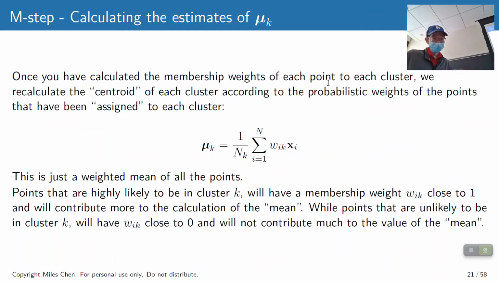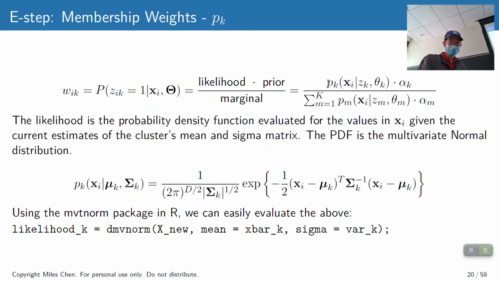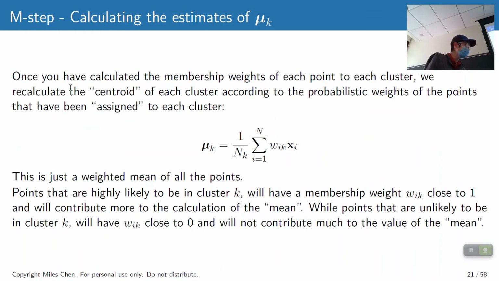The M step, we're going to calculate. So once we have the assignments, so that's the E step, we have to figure out the membership weights. We do that, and then for the marginal, you just sum across all of the numerators, and you get your weights. Now once you have those weights assigned, we need our new centroid, except in the EM algorithm, it's the mean and the variance. So we need to recalculate the centroid and the variance.